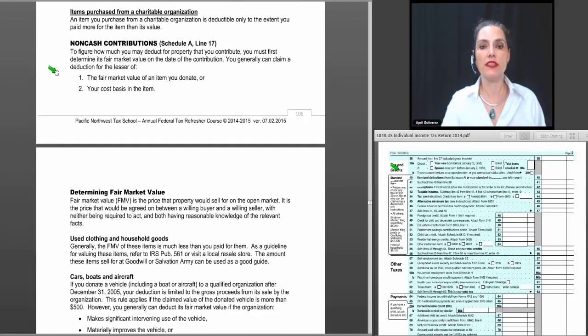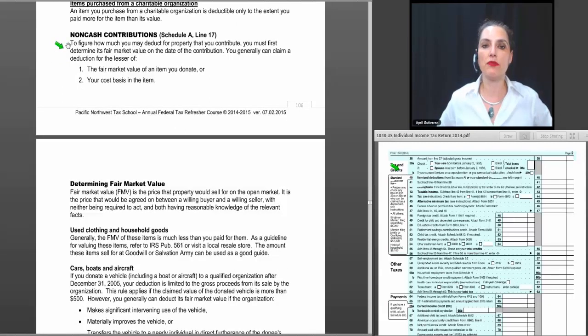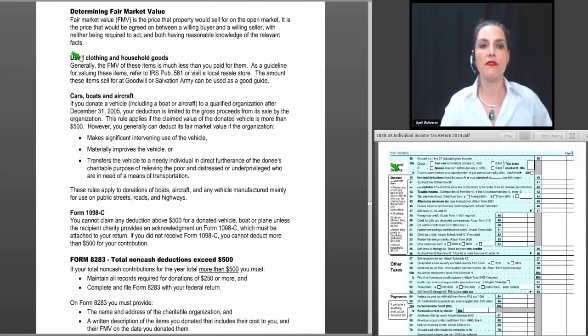Non-cash contributions. These are entered on Schedule A, line 17. To figure how much you may deduct for property that you contribute, you must first determine its fair market value on the date of the contribution. You generally can claim a deduction for the lesser of the fair market value of an item you donate or your cost basis in the item. And determining fair market value, well, fair market value is the price that the property would sell for on the open market. It is the price that would be agreed upon between a willing buyer and a willing seller, with neither being required to act, and both having reasonable knowledge of the relevant facts.